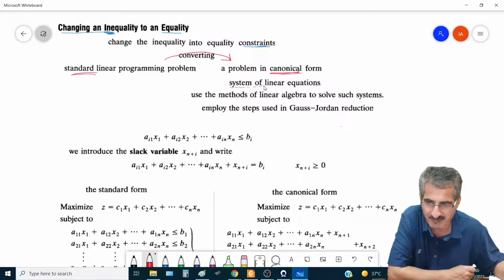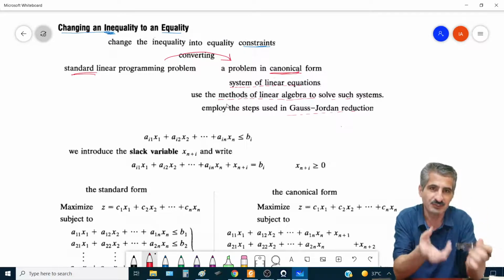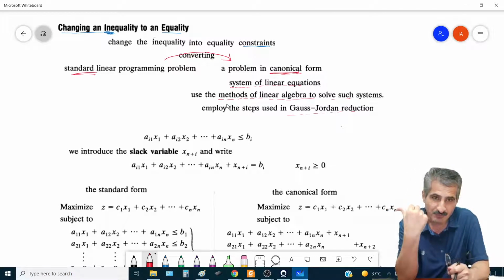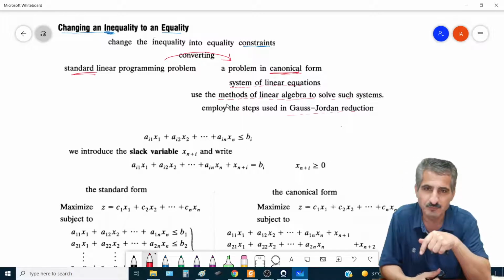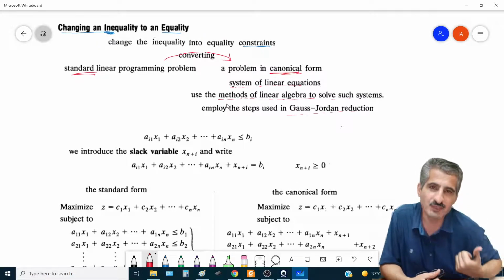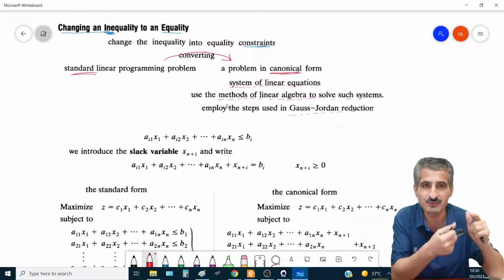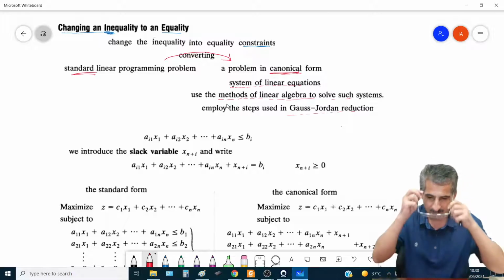Now, the canonical form is a system of linear equations, and we can use methods of linear algebra you have learned, such as Gauss-Jordan reduction, to solve it. And good, when we solve it, we get the solution, and then we bring the solution back to the standard form. How do we do this? Now the question is, how is the solution of the standard form related to the solution of the canonical form, and vice versa? If I have a solution in the canonical form, how do I get out of it a solution to the standard form? This is what we will see now.